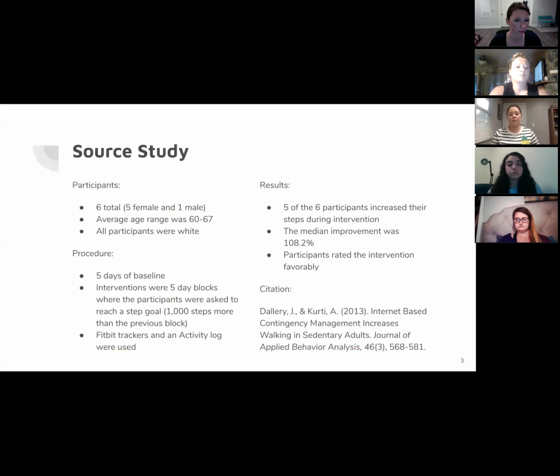The results of this study showed that 5 of the 6 participants increased their steps during intervention. The median improvement was 108.2%. Participants rated the intervention favorably. In the next slide, Janelle will discuss the literature review.